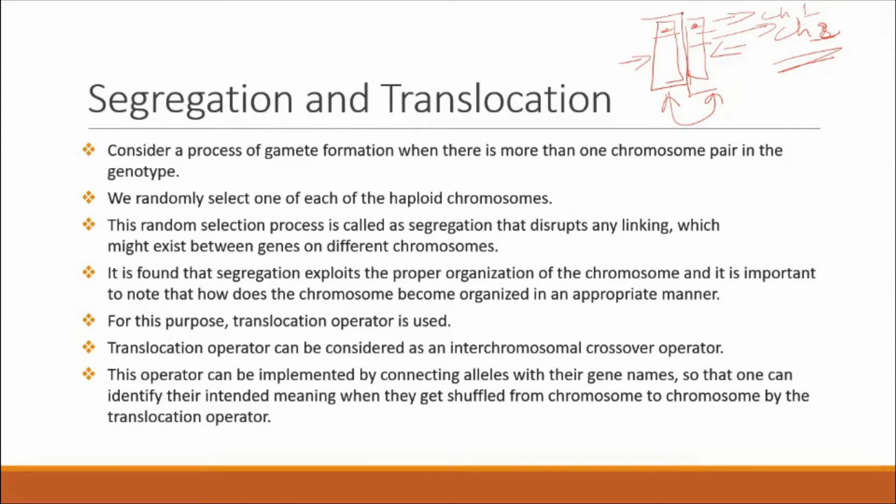That is, if a 0 is present here, it is connected with its corresponding gene name. Say the gene name here is G1. So this 0 is linked to this G1. And if it is 1, even if it is 1, then also it is linked to G1. So the linking is being done. There will be a connection between the allele as well as the corresponding gene names.